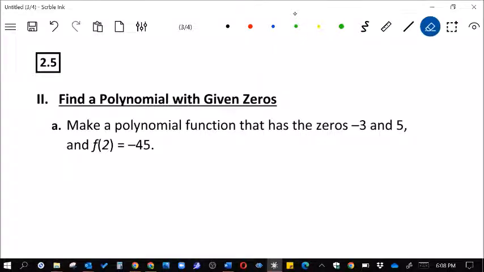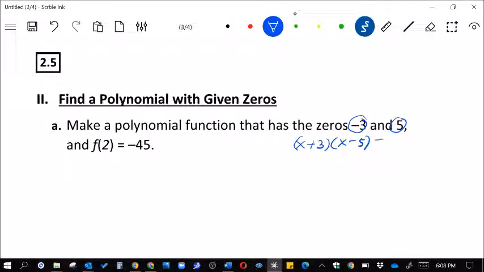Now let's make a polynomial when we are given the zeros for it. So when we have the zeros -3 and 5, we get them originally from when it was x plus 3 and x minus 5. And that would be equal to 0, and that would give us, if we multiplied it out, x squared minus 2x minus 15 is equal to 0.